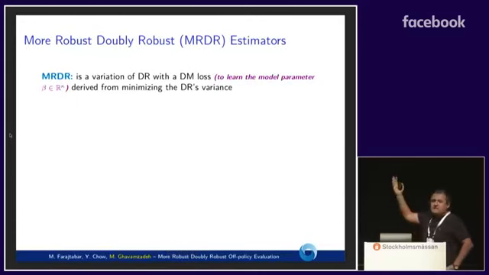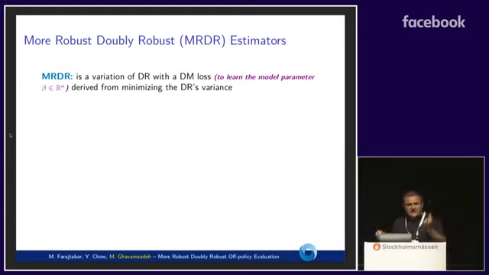Okay, so what is the idea of MRDR, or more robust doubly robust, that we have here? It is basically a variation of doubly robust in which the loss function that we use for learning the parameters of the model is derived by minimizing the variance of the doubly robust estimator.